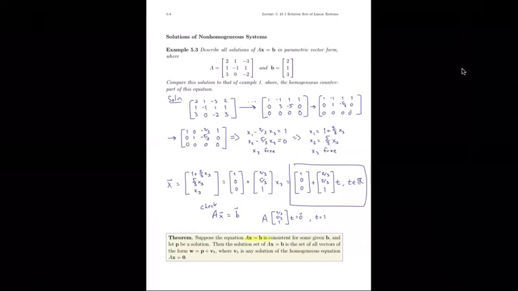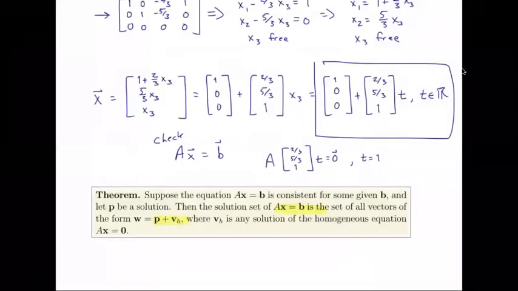If we're dealing with an equation Ax equals b, and we assume that it's consistent for some given vector b, and we're going to let p be a solution to it, well, then the solution set of Ax equals b is going to be the set of all vectors of the form w, where w is a sum of p and v sub h. V sub h is any solution to the homogeneous system. So really, what does this mean?